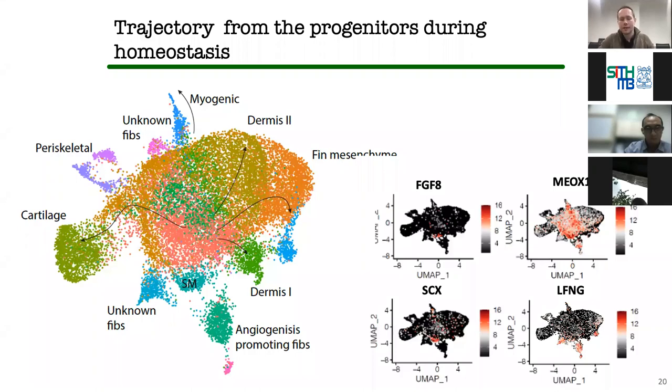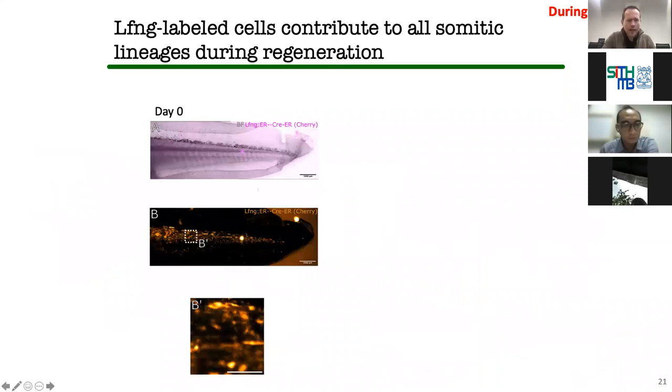To verify that this is indeed true, we should be able to label these progenitors by generating a lunatic fringe transgenic animal, and that's exactly what we did. We took the mouse lunatic fringe promoter and used it to drive the expression of tamoxifen-inducible Cre, just like we've done before. These are very fresh results, generated last week. Within the mature tail, we have a very sparse labeling of some cells, and it's also very weak, which is why you have that high background signal here.